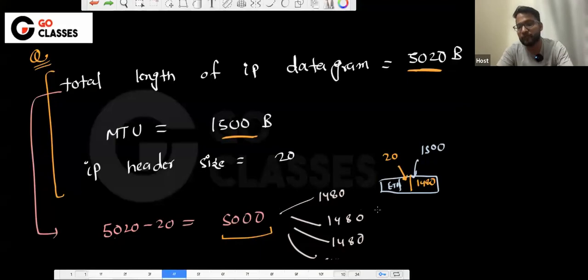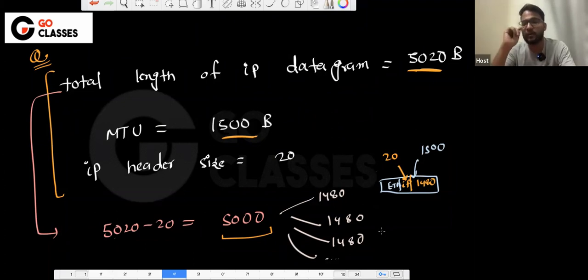Okay, so each fragment will have its own IP header. Why is that the case? Because each fragment travels independently. So it has to have its own IP header that tells you what the source IP is, what the destination IP is, and so on, right? Each fragment travels independently, and that is why it has to have its own IP header.